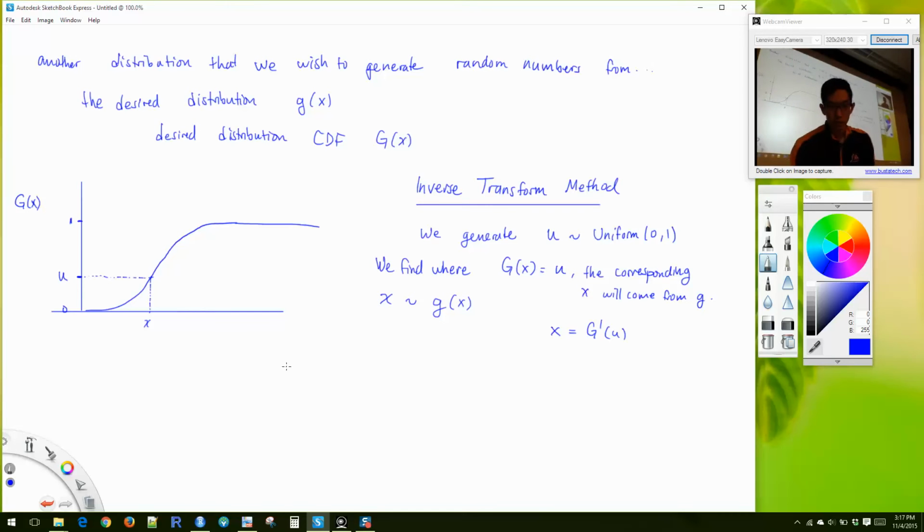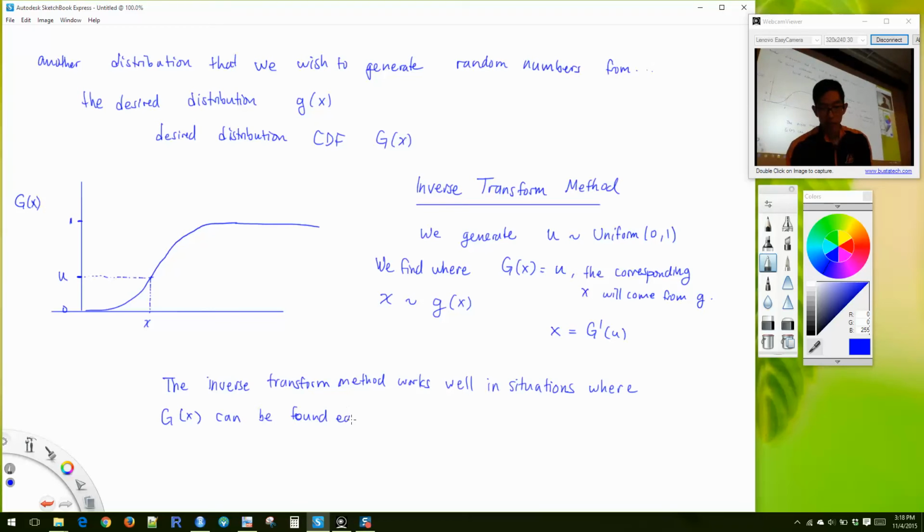Okay, and so the inverse transform method works well in situations where G of x can be found easily, or is known, and G inverse of x is easily computed.